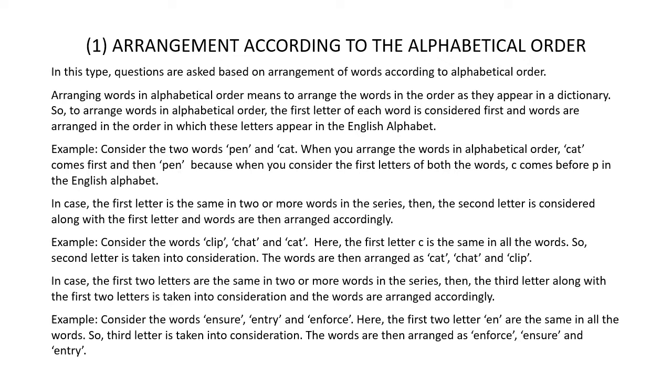Here the third letter is S in ensure and T in entry and F in enforce. So the third letters are S, T and F. In the English alphabet, F comes before S and S comes before T. So the words are then arranged as enforce, ensure and entry, because when you consider the third letter here, you'll notice that F comes before S and S comes before T. So the words are arranged as enforce, ensure and entry according to the alphabetical order.